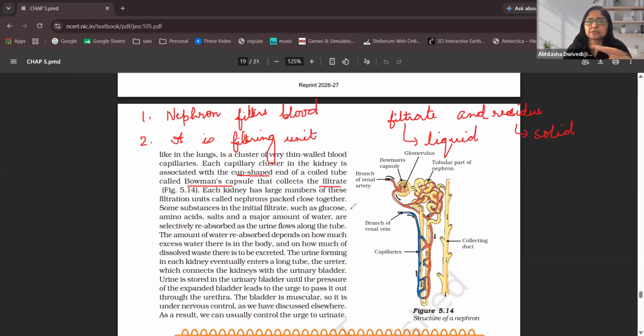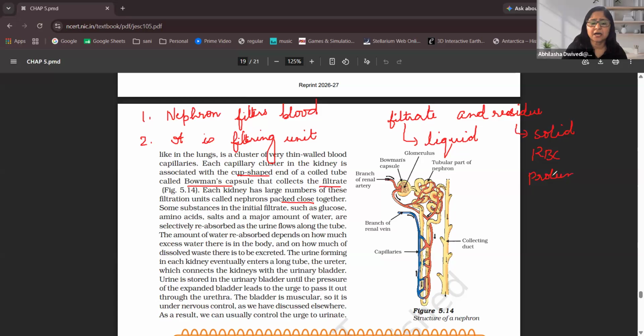For CBSE, this kind of information is not important, but I think this only enlightens you more and helps you to understand better, because these are life processes, and this chapter is very interesting. More than important, it is interesting that you get to know this information, which is really relevant to your own life. So they're closely packed together. Obviously, there are millions of them, so they have to be. Now, the initial filtrate. This will be the RBC. They're not really solid, but we can say that they are the residue, RBC and protein.